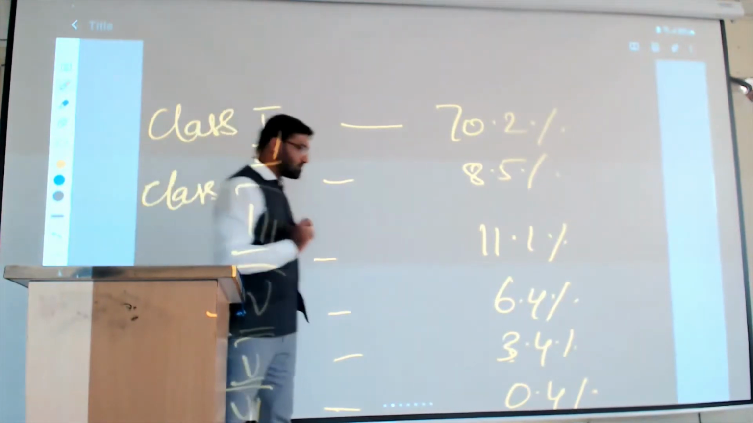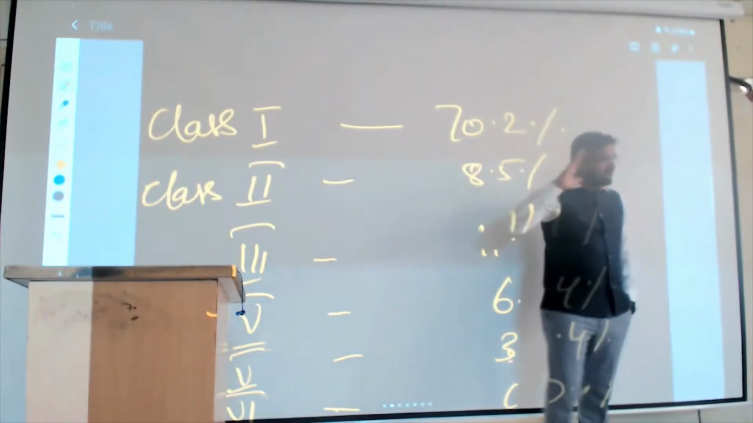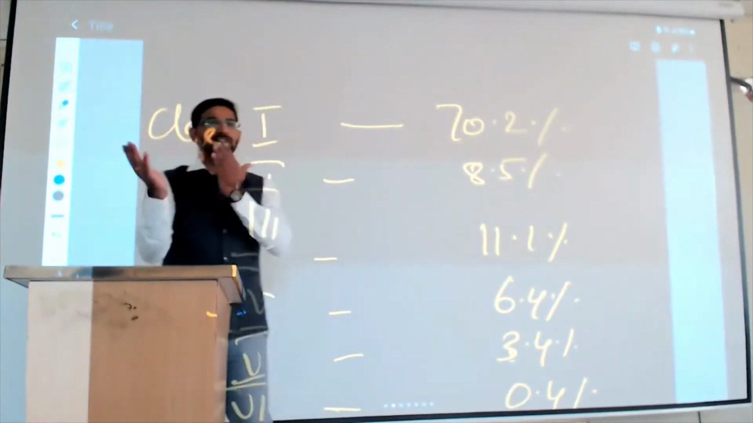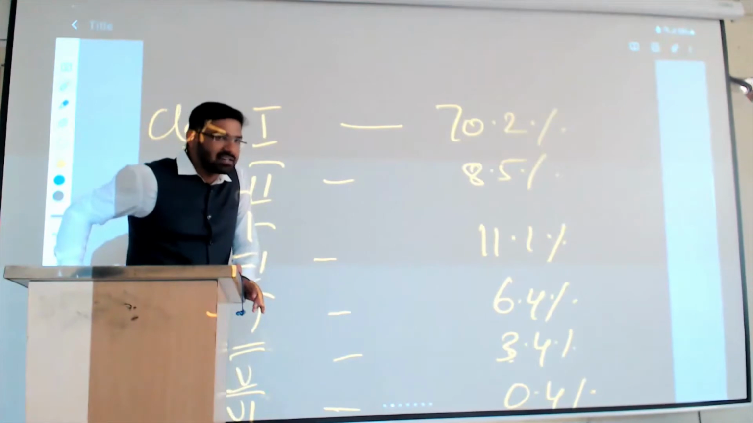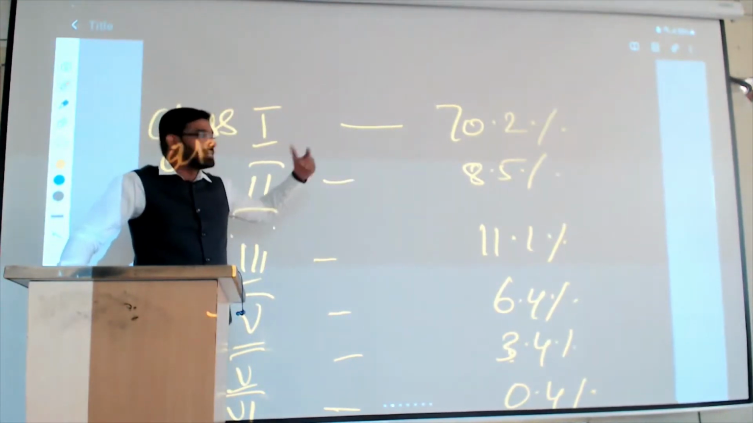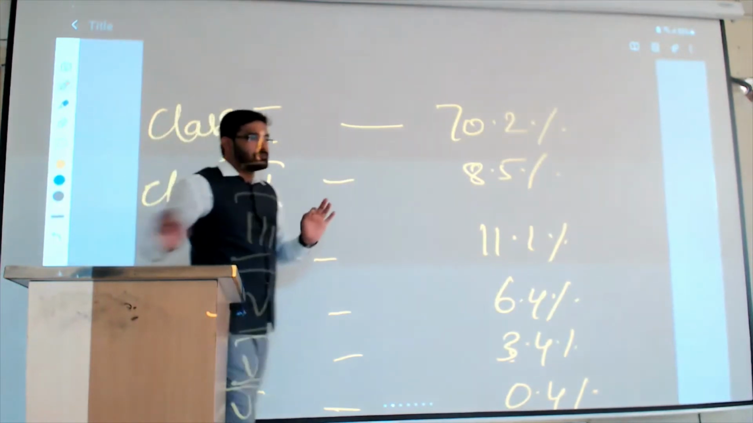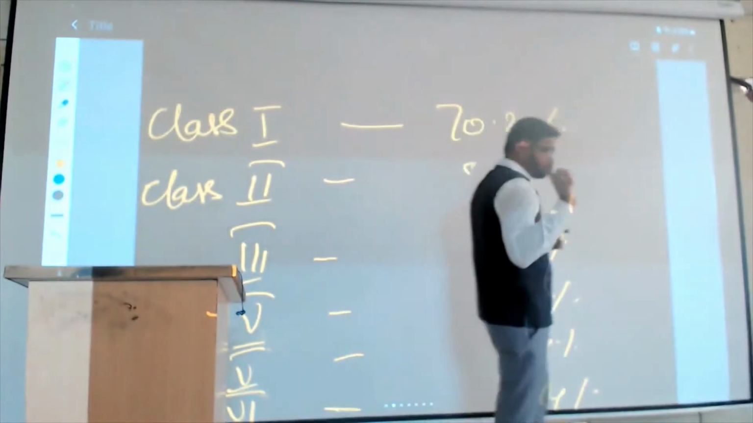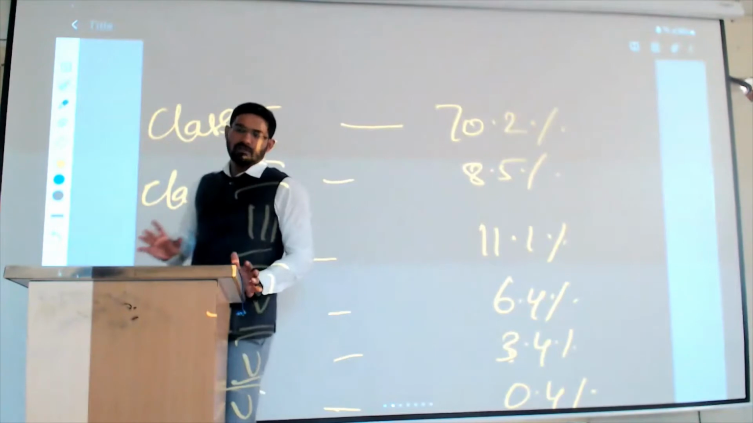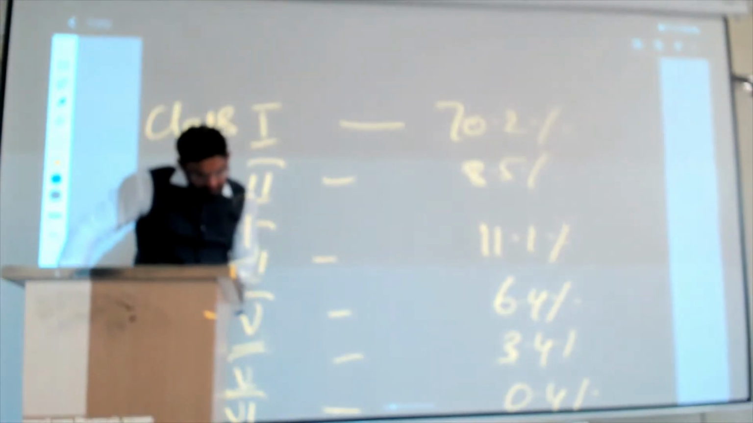So 50,000 to 99,999 is called class 2. Any town whose population is between 50,000 and 99,999 is called class 2. 8.5% of our urban population lives in these kinds of towns. Similarly, 20,000 to 49,999 is class 3.